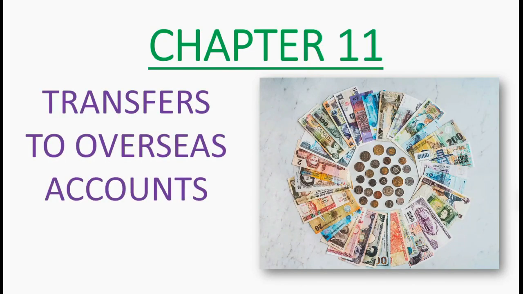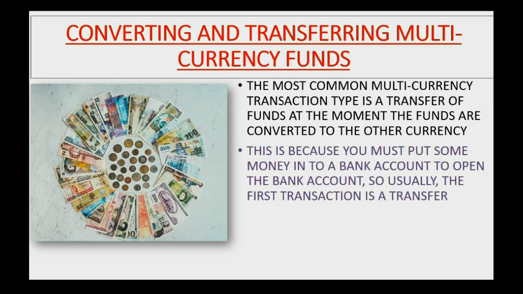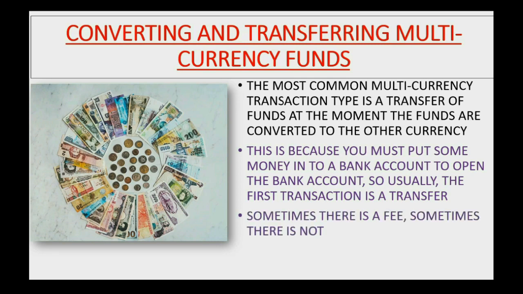Chapter 11. Transfers to overseas accounts. The most common multi-currency transaction type is a transfer of funds at the moment the funds are converted to the other currency. This is because you must put some money into a bank account to open the bank account. So usually the first transaction is a transfer. Sometimes there is a fee and sometimes there is not.